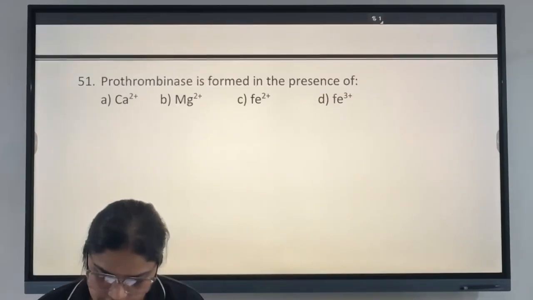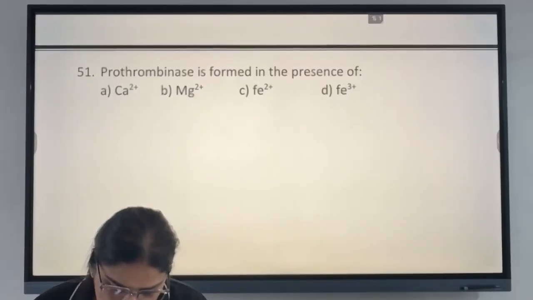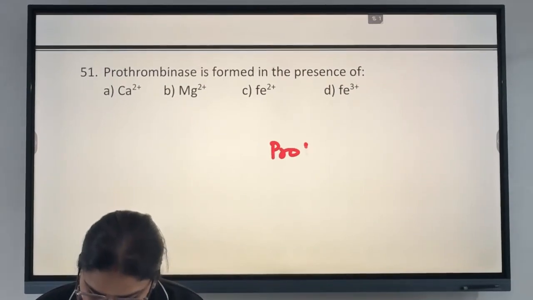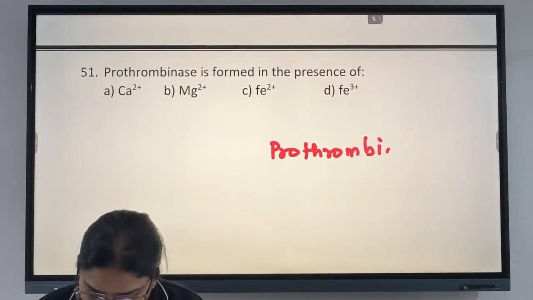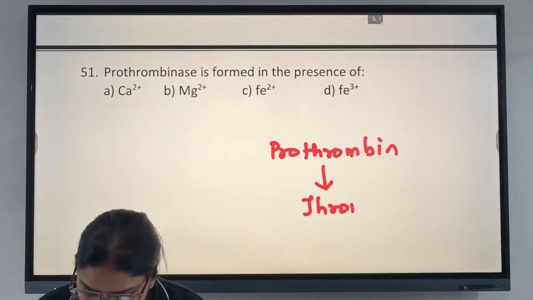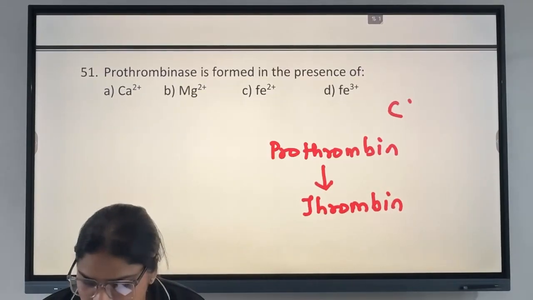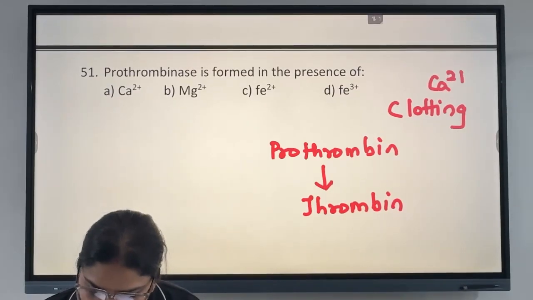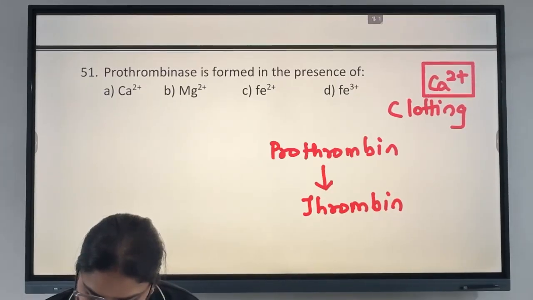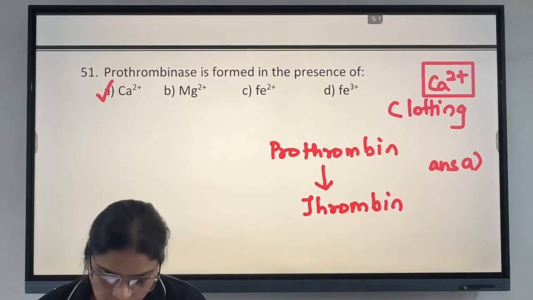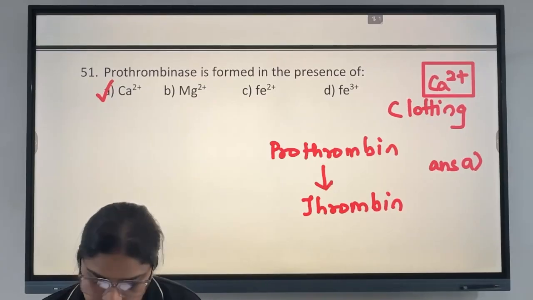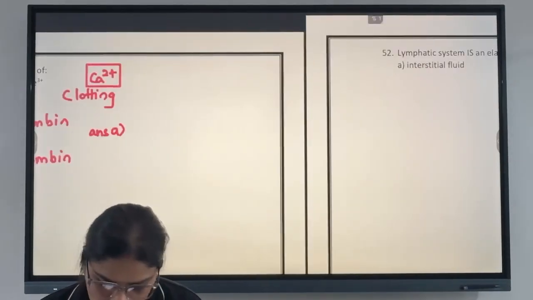Coming to the 51st question. Prothrombinase is formed in the presence of. Prothrombinase is an enzyme that converts prothrombin to thrombin, which is an essential step in the process of clotting. And you also know there is a very important clotting factor, which is Ca2+. So the ion responsible for formation of prothrombinase is Ca2+. So the answer is option A. Other options are Mg2+, Fe2+, and Fe3+.